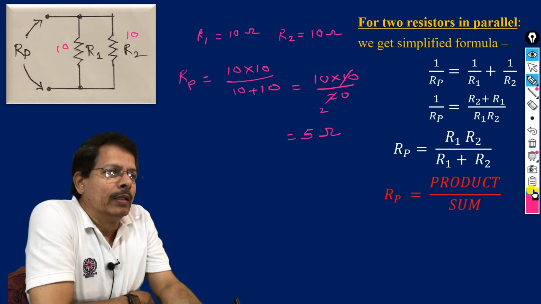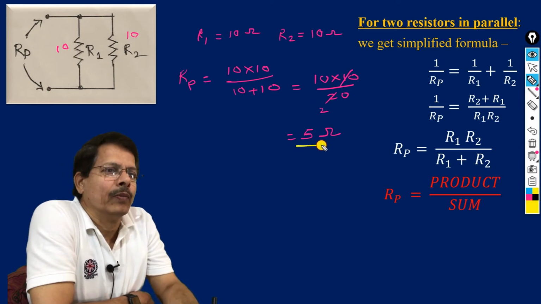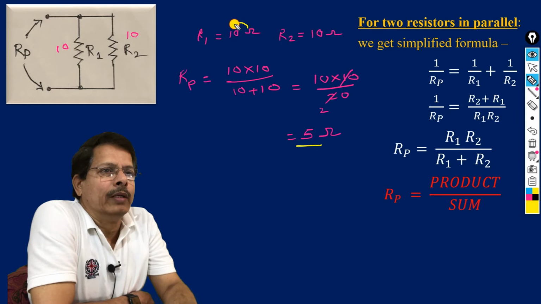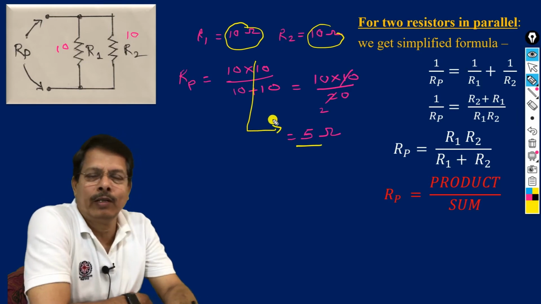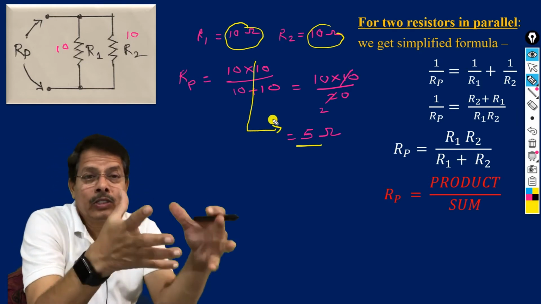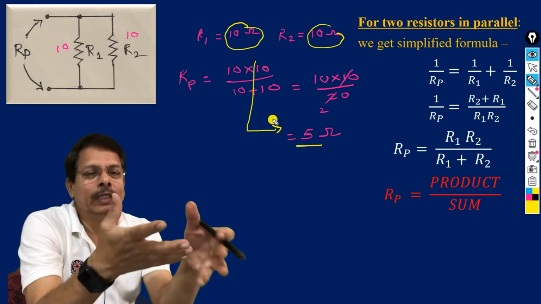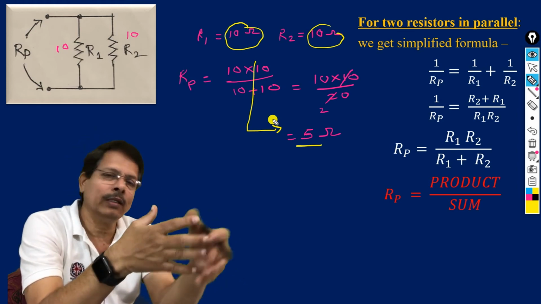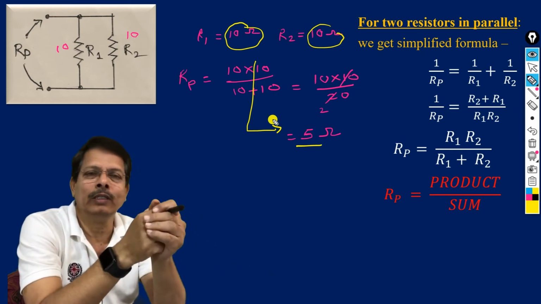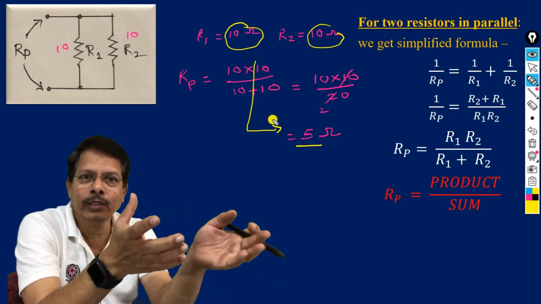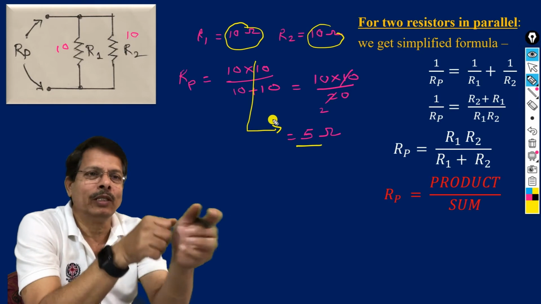See here that when 10 ohm and 10 ohm are connected in parallel, what you get is 5. That means the resistance that we get, it does not remain 10, and the new value formed by combining them, what value did it come to? 5. And can you relate this? If each is 10, then you get 5.